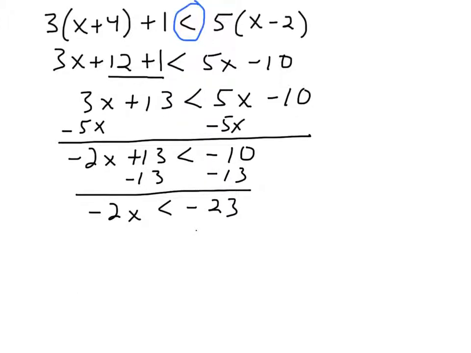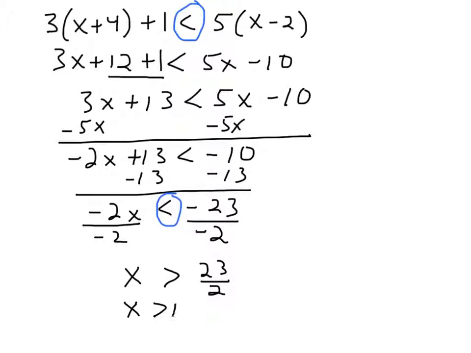Now at this point we have to divide both sides of the inequality by negative 2. And here's the key step here. Since we're dividing by a negative number, we must switch this inequality symbol. Right now it's a less than. We're going to turn it into a greater than sign in the next step. So we would have x is greater than, and then we have a negative divided by a negative, so it would just be 23 over 2. Or I could write it as a decimal as x is greater than 11.5. You can leave it as a fraction if you want to, or a decimal.